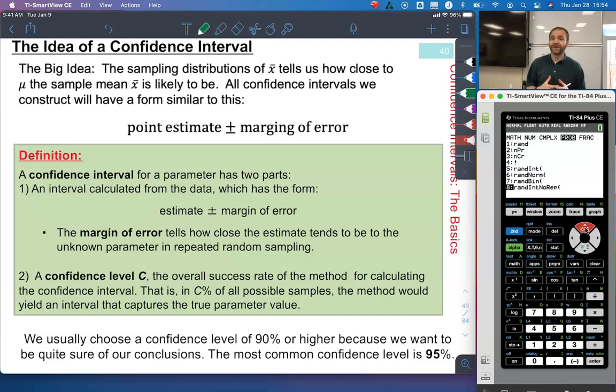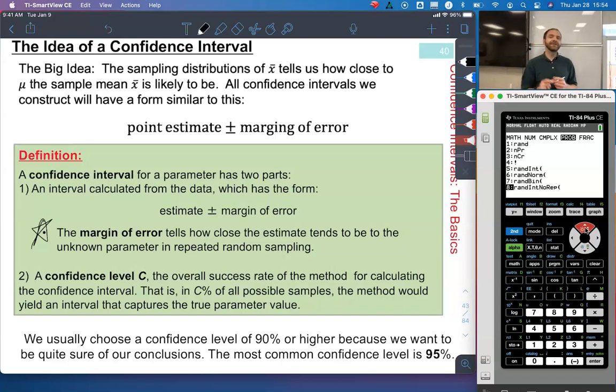All confidence intervals that we construct follow this form: your point estimate, your best guess, plus or minus a margin of error. So a confidence interval for a parameter has two parts. It has an interval calculated from the data, estimate plus or minus the margin of error. And the margin of error tells us how close the estimate tends to be to the unknown parameter. Notice, remember, these are the things that pop up a lot in multiple choice. It tells us how close the estimate tends to be to the unknown parameter in repeated random samples.